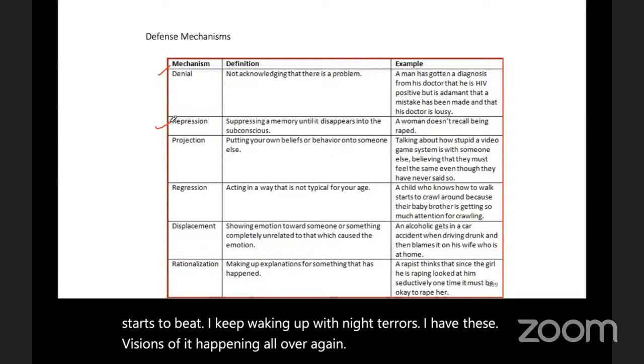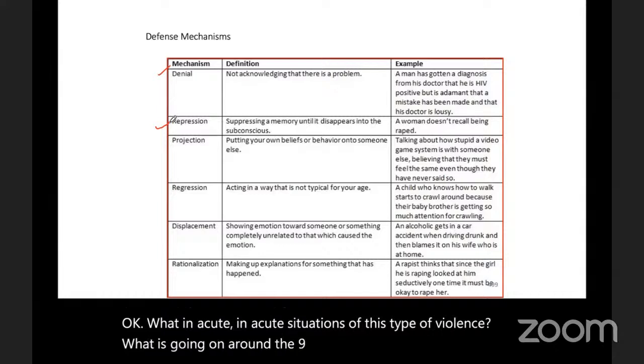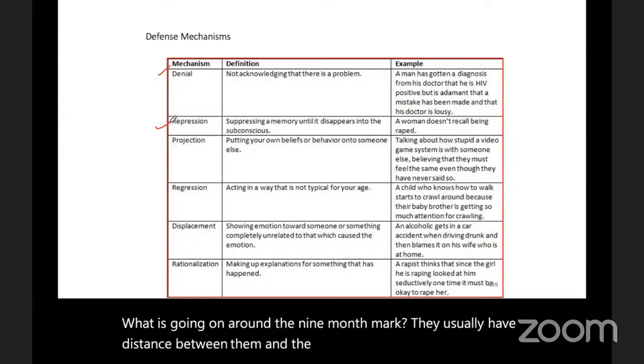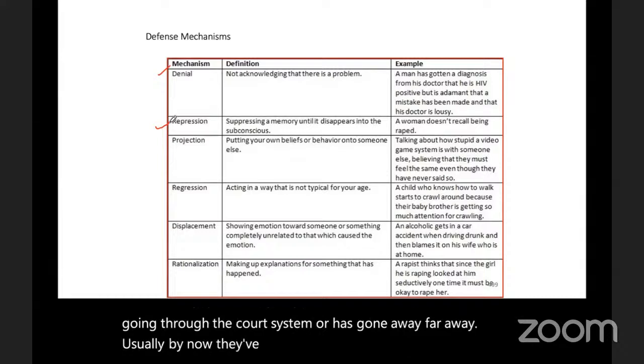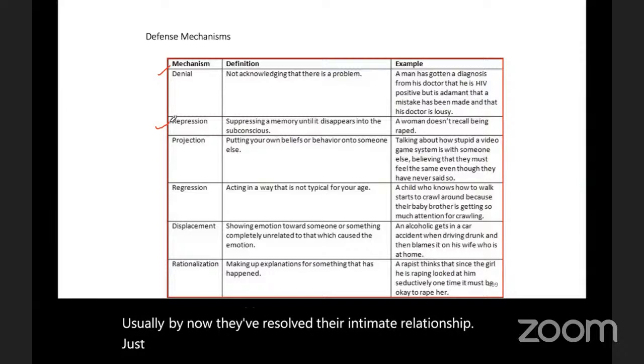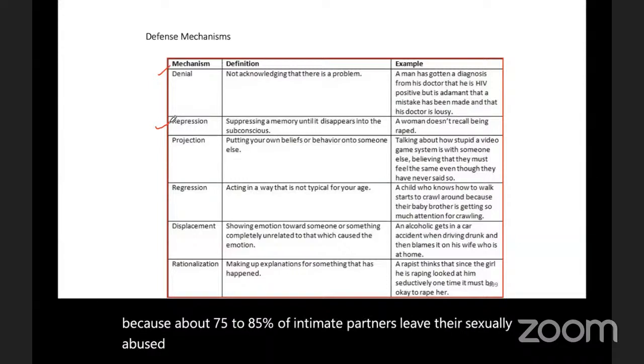Okay. Well, in acute situations of this type of violence, what is going on? Around the 9 month mark, they usually have distance between them and the offender. The offender is hopefully going through the court system or has gone away, far away. Usually by now they've resolved their intimate relationship. Just on a sad note, why I'm using the word resolved is because about 75 to 85% of intimate partners leave their sexually abused partner. So I say resolved because they've gotten distance from that intimate relationship.